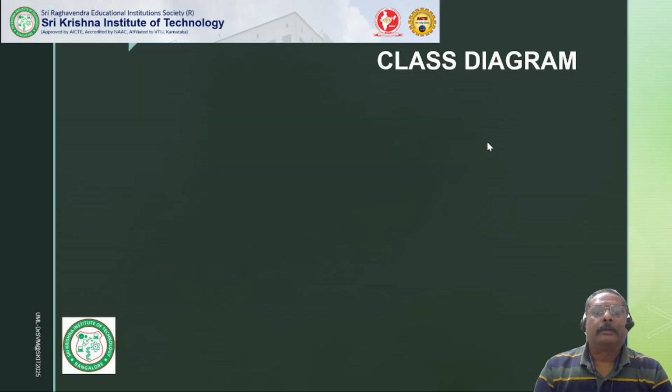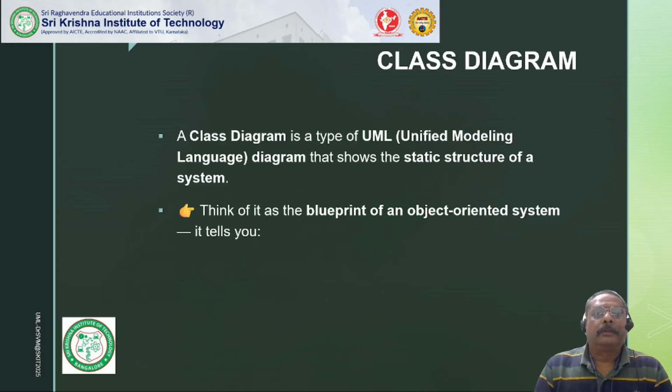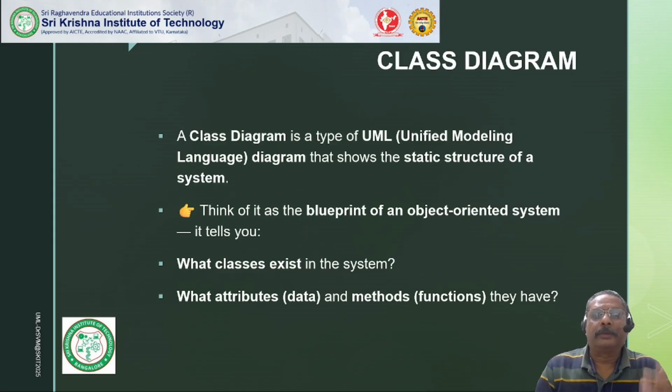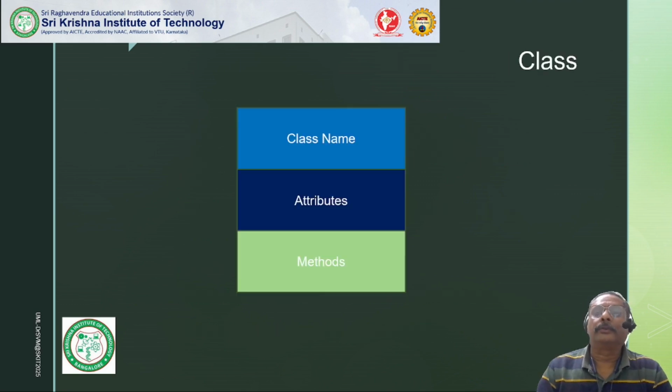Students, welcome back. Now let's get into our next diagram, that is the class diagram. A class diagram is a type of UML diagram that shows the static structure of a system. So we can think of it as a blueprint of an object-oriented system. It tells us what classes exist in the system, what attributes (the data) and methods (the functions) they have, how classes are related to each other, and so on.